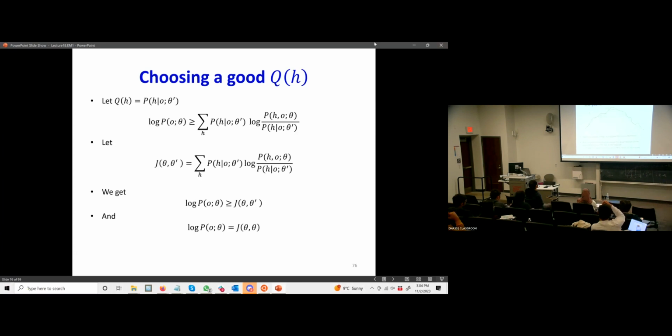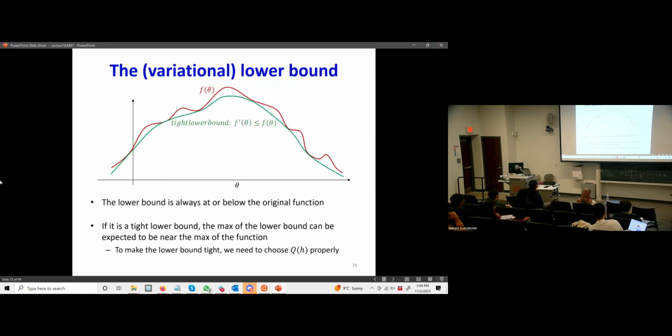Where's my eraser? So there's a bit of ugly math over here, but hopefully the pictures will make it clearer, right? Oh, shoot. I can't write here. No, it's okay. Let me try writing here.